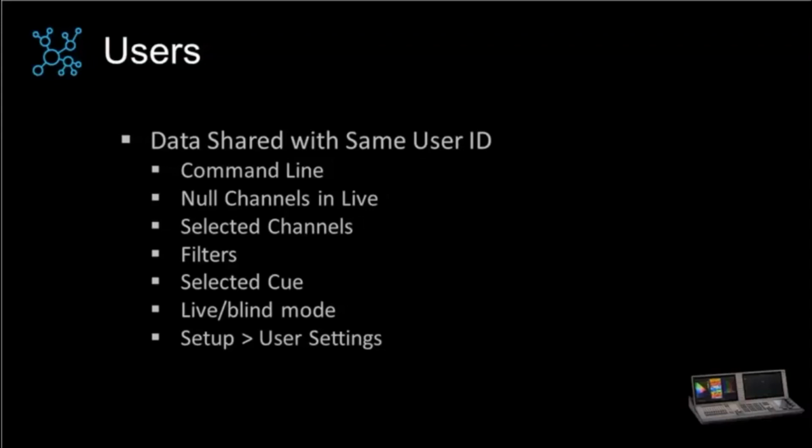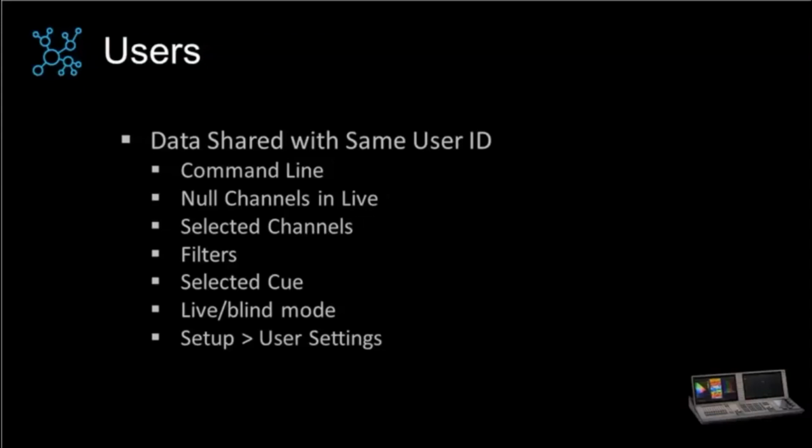Because we share the same command line, things like selected channels are shared between the same user, right? Channels that are nulled out if you have done live nulls. So just keep that in mind. And any filter states are shared by user. So if you've filtered parameters down, be aware that that's there. Obviously, your selected cue, because that's a part of your command line, as is your live blind mode. If my designer and I are in the same user because they want to watch my command line, if I go into blind, they're going into blind. So just be aware of that.